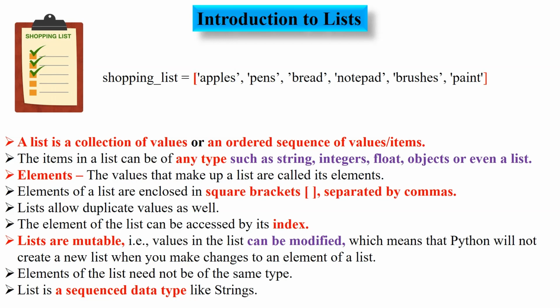Just the way that we can always modify our shopping list by reordering items, or doing things like replacing bread with our favorite chocolate, for example, we can do the same with Python lists. For this reason, lists are mutable. That is, values in the list can be modified, which means that Python will not create a new list when you make changes to an element of a list. Elements of the list need not be of the same type. List is a sequence data type like strings. We can learn one by one in detail.